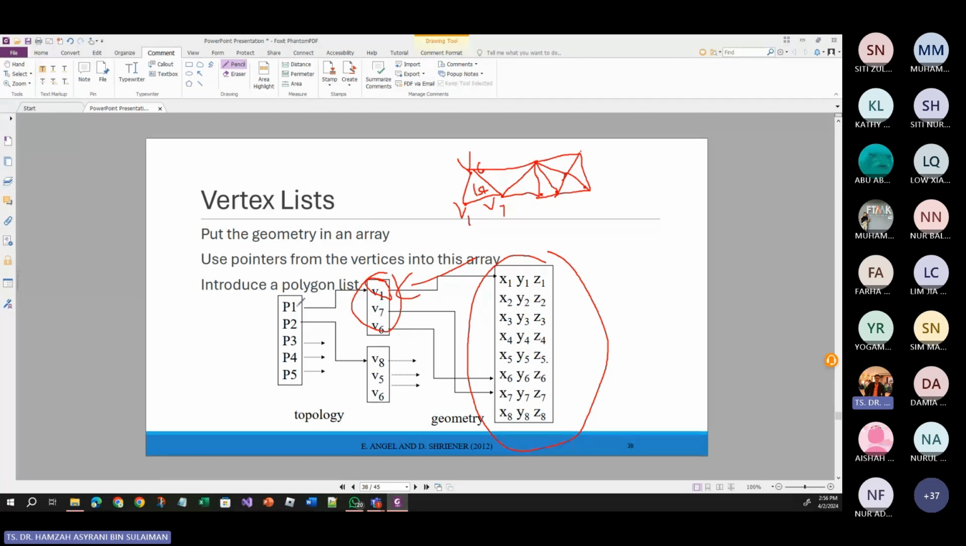So we declare this as a topology P1. P1 consists of V1, V7, V6. It must be in order direction. So here it must be 1, 7, 6 and then back. Okay. You also can't put V1, V6, V1. Make sure what the direction is. Okay. This direction. Until we declare how many P we have.